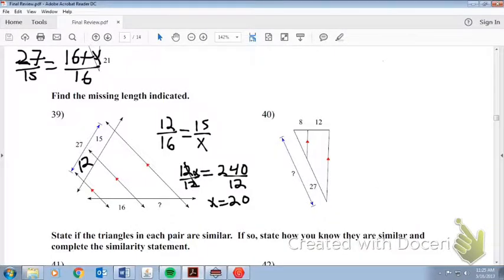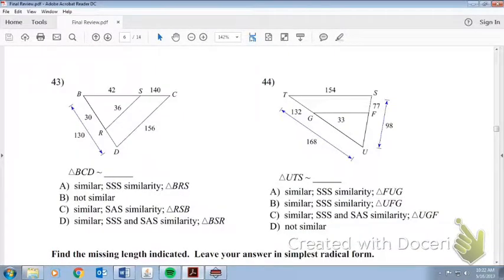So let's go find 41. It looks like I skipped 41 and 42. We did those in class, however. So here's 43 and 44. Notice on both of these, you have a triangle inside another triangle. So what I'm going to do here on both of them is draw out my triangle, label it up, make sure I have the sides. So that top one is 30, 42, and 36.